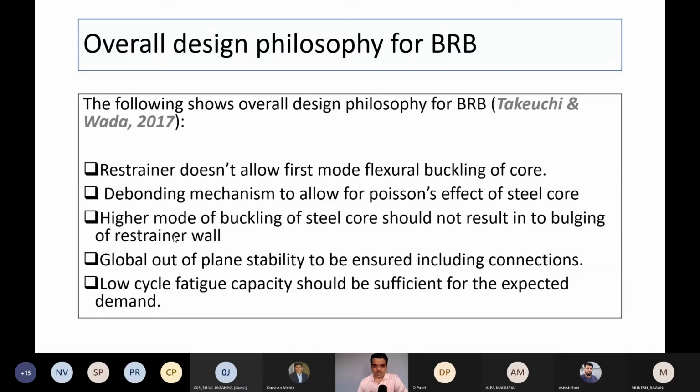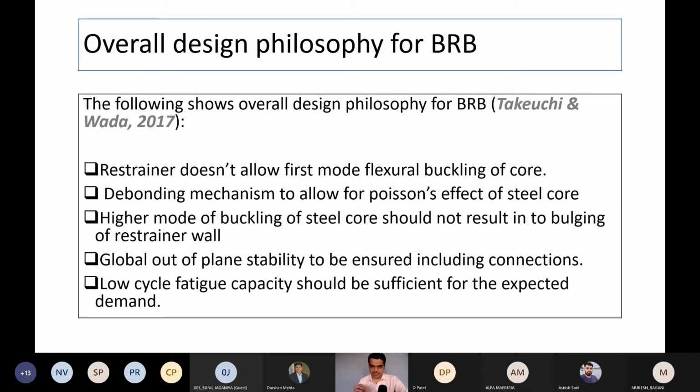So whenever the higher mode of buckling of the steel core occurs, let us imagine that the load is being applied continuously on the brace. So first tension, compression, tension, compression. What will happen? The force will increase on the steel core, and in the subsequent cycles, when the force is getting increased, there is a tendency of this steel core to buckle in the higher mode shapes. And whenever there is buckling in the higher mode shapes, what will happen? This steel core will transfer the thrust to the adjoining mortar. And at that time there is going to be a thrust produced on the restrainer wall.